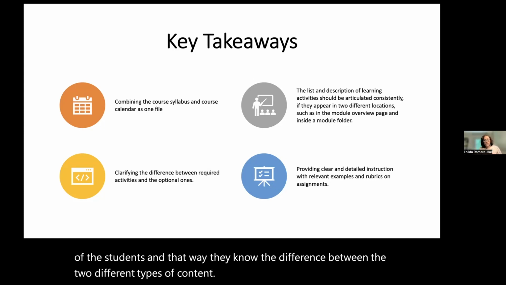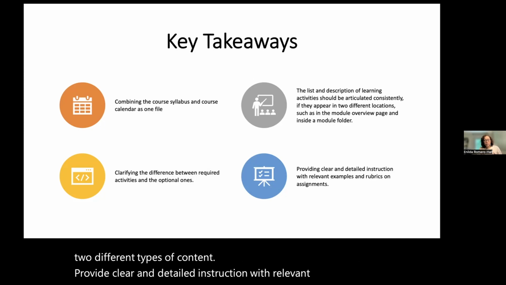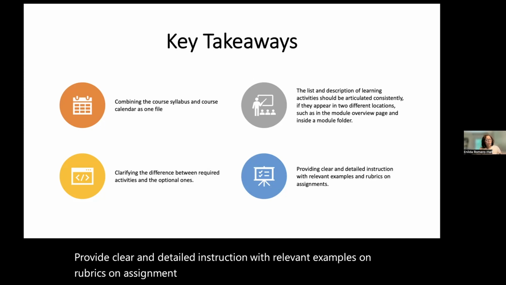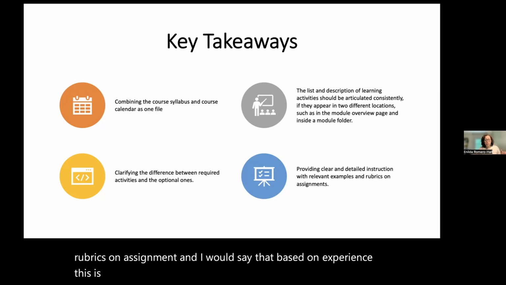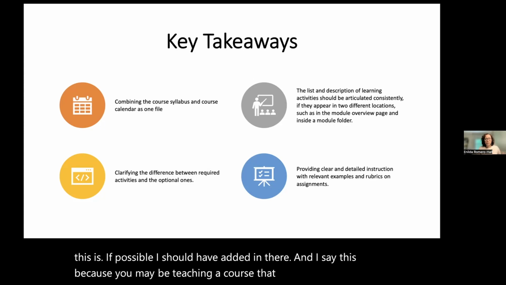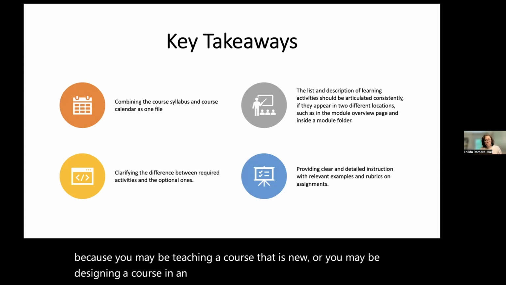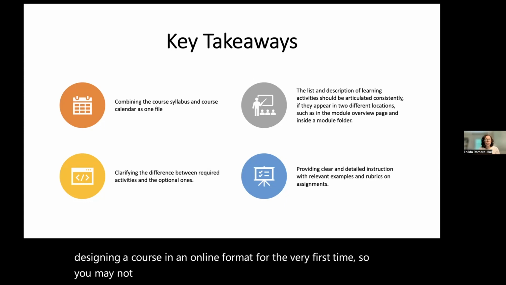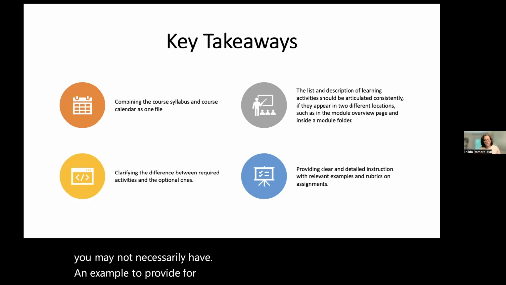Provide clear and detailed instruction with relevant examples and rubrics on assignments. And I would say that based on experience, this is, if possible, I should have added in there. And I say this because you may be teaching a course that is new, or you may be designing a course in an online format for the very first time. So you may not necessarily have an example to provide for your learners.